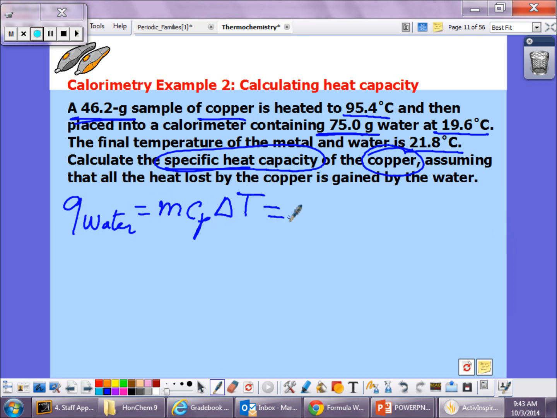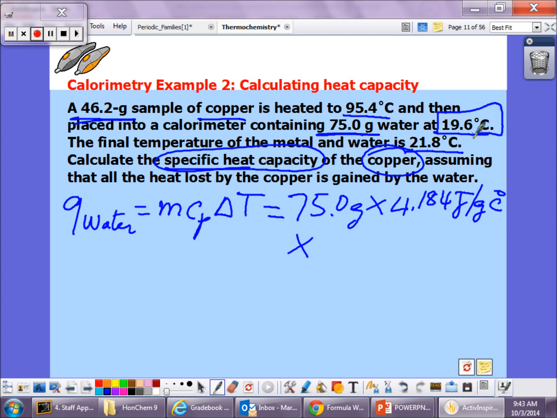Therefore, Q water equals the mass of the water, 75.0 grams, times the specific heat of water. They don't always give it to you; you need to know it is 4.184 joules per gram degrees Celsius, times the delta T of the water. The initial temperature of the water is 19.6, and the final is 21.8. What is 21.8 minus 19.6? It is 2.2 degrees Celsius.